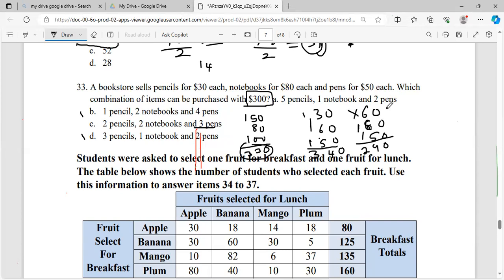Alright, let's check for D now. Even though everybody says D, you could just check it the same way. 3 times 30, that's 90. 1 notebook would be $80. And then 2 pens, which is $100. 8 and 9, 17. Yeah. So we have change, guys. Sir, couldn't we buy another pencil? Yeah, we could buy another pencil for $30. So we can buy 4 pencils. Very good. So it's D for real.